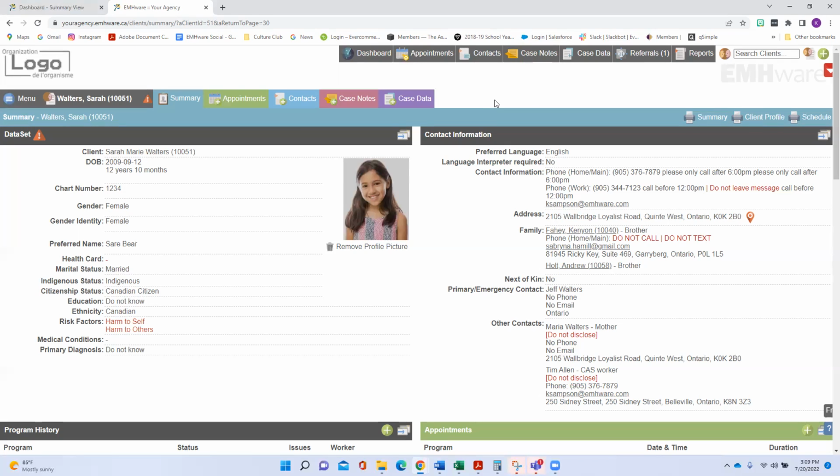So I'm looking at a child. I'm looking at their parent information on the right here, their contact information, their familial. So what other clients in our database are related to this individual?